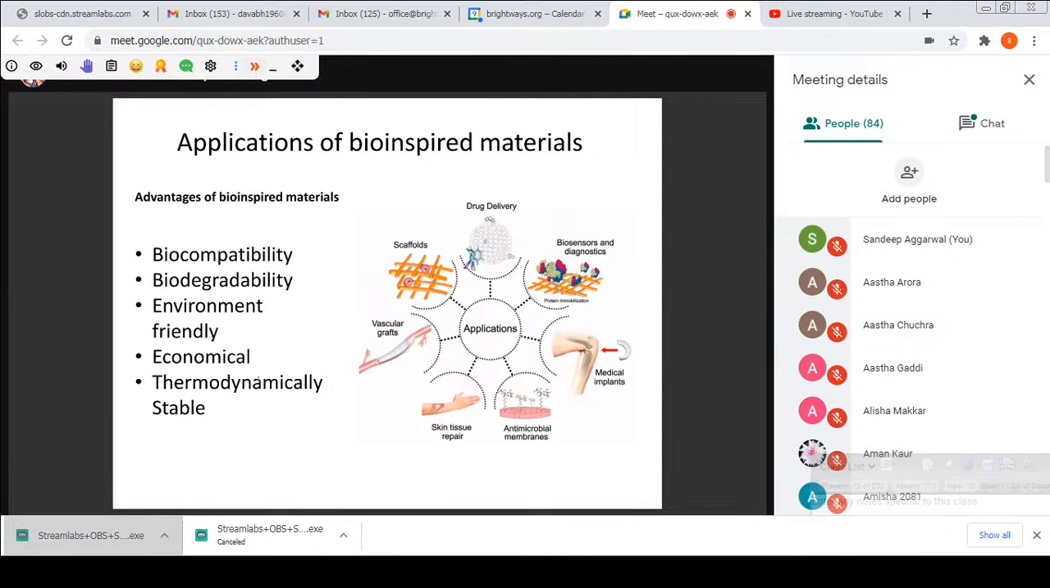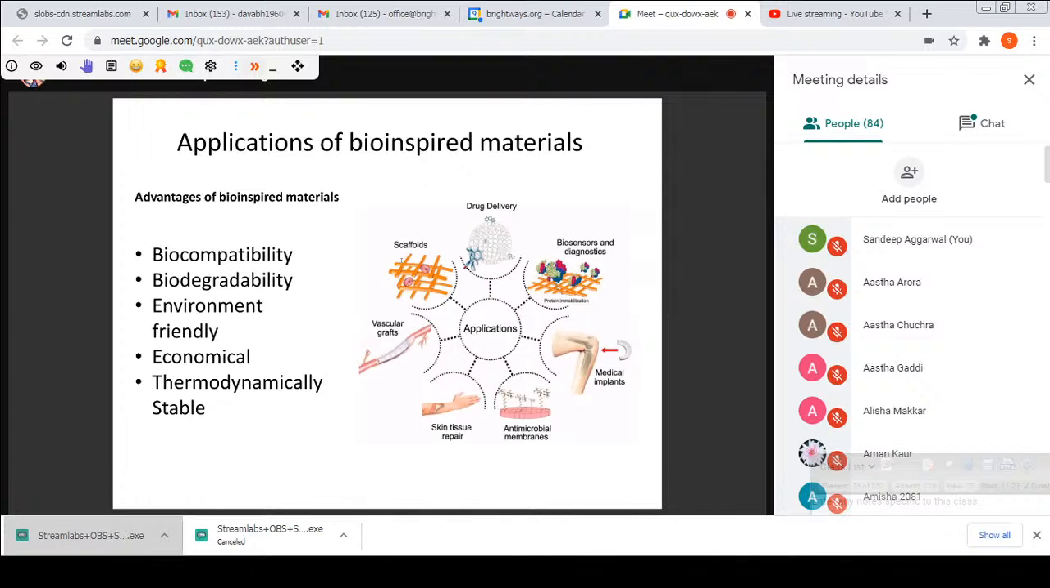These applications include a lot of different opportunities. For example, in drug delivery, biosensors and diagnostics, medical implants, antimicrobial membranes, skin tissue repair, vascular grafts, scaffolds. So all these things are now actually being derived from these types of bio-inspired materials.